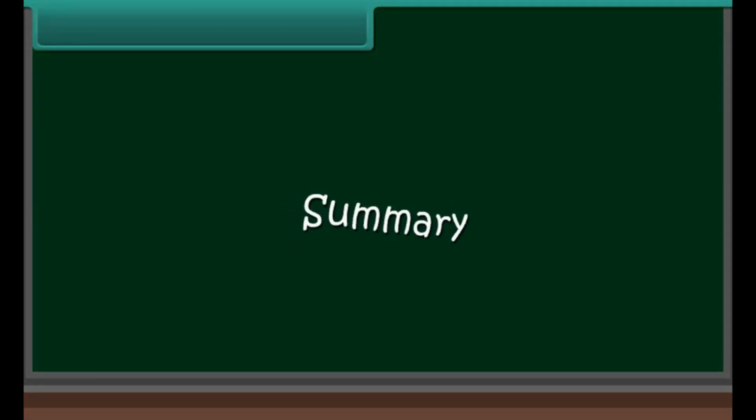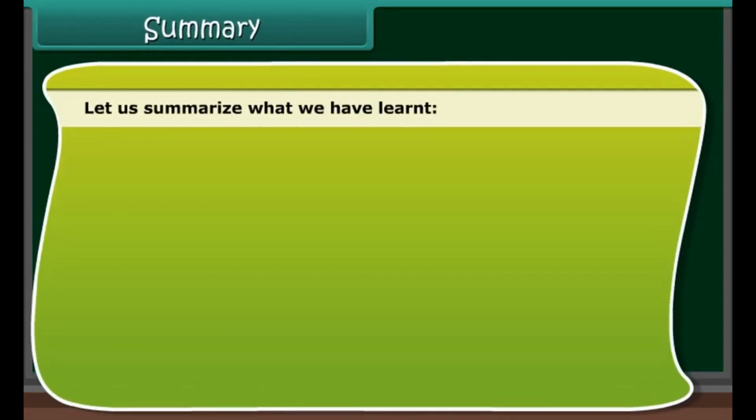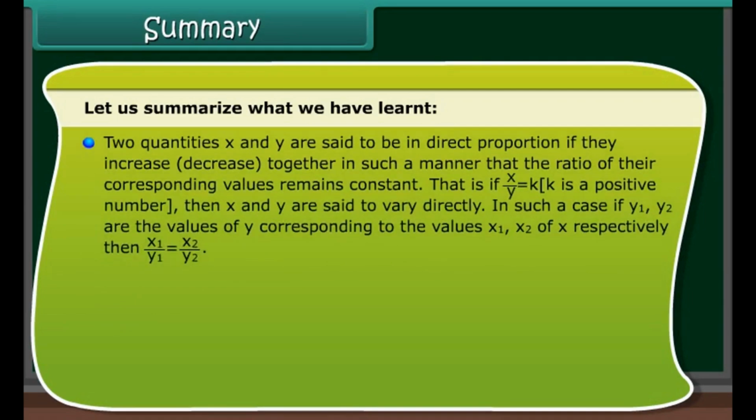Summary. Let us summarize what we have learned. Two quantities, x and y, are said to be in direct proportion if they increase together in such a manner that the ratio of their corresponding values remains constant. That is, if x upon y is equal to k, a positive number, then x and y are said to vary directly. In such a case, if y1 and y2 are the values of y corresponding to the values x1, x2 of x respectively, then x1 upon y1 is equal to x2 upon y2.